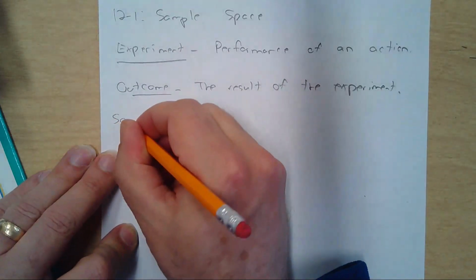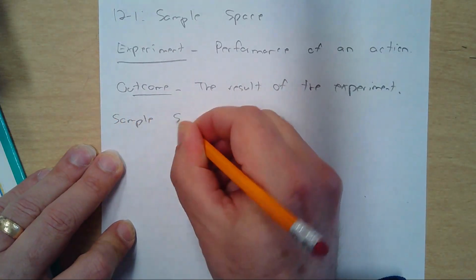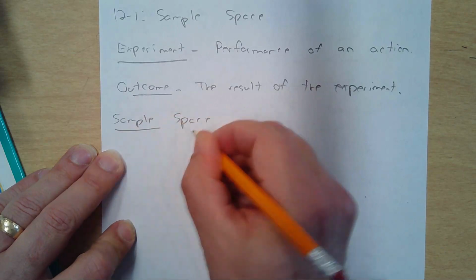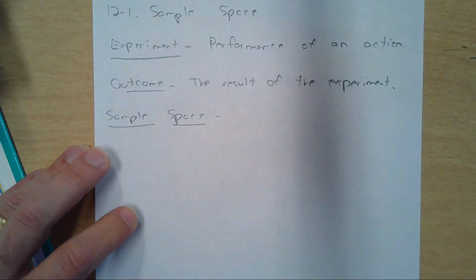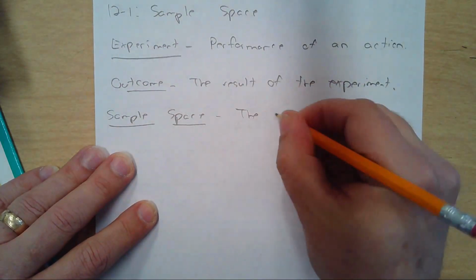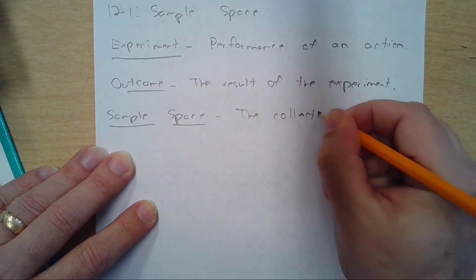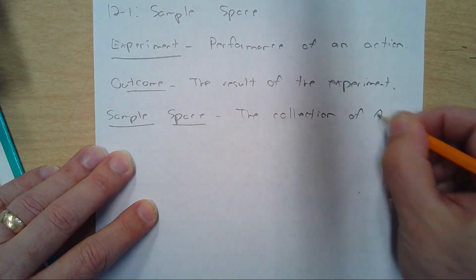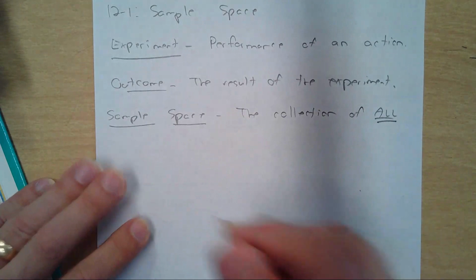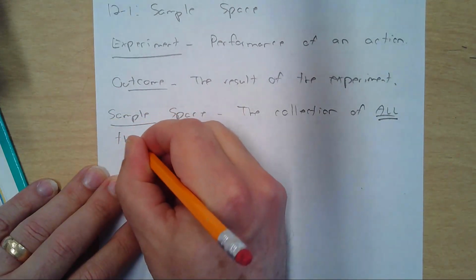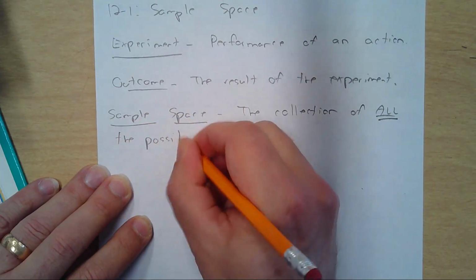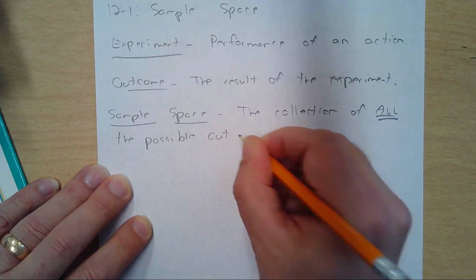The sample space. All right. This is the collection of all the possible outcomes in an experiment.